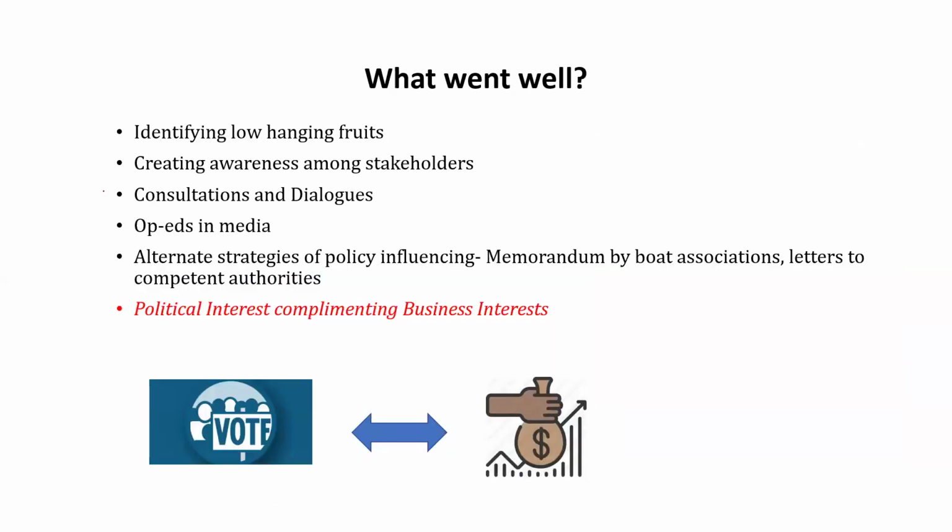So what went well? There are several factors. We identified the low-hanging fruits. We spoke to the stakeholders, and they were quite interested. There were a few traders on the Indian side who were willing to take cargo to Bangladesh through waterways, so they started initiating the process. The consultations and dialogues also helped. We published many op-eds in media, and there were alternate strategies of policy influencing as well, because we also approached the boat association. The boat association submitted a memorandum on their behalf to the member of parliament, and letters were submitted to the competent authorities in India and Bangladesh. So the agenda of declaring Dhubri and Chilmari as ports of call was taken up in the standing committee meeting of the protocol committee. The timing was also important. As I said, political interest needs to complement business interest for policy outcome. And at that time, everything was in a favorable situation.